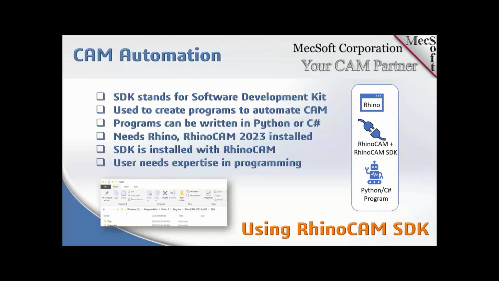The SDK itself needs Rhino, obviously, like that graphic talks about. RhinoCAM 2023 should be installed, and of course you need to have a RhinoCAM 2023 license as well as a Rhino license to run the SDK. The SDK is installed with RhinoCAM, so you don't have to do anything extra. Once you install RhinoCAM 2023, the SDK will install, and the little graphic on the bottom left shows the path name. It's going to be installed in Program Files, Rhino 7, under Plugins. I'll talk a little bit about that when we jump into the demo.